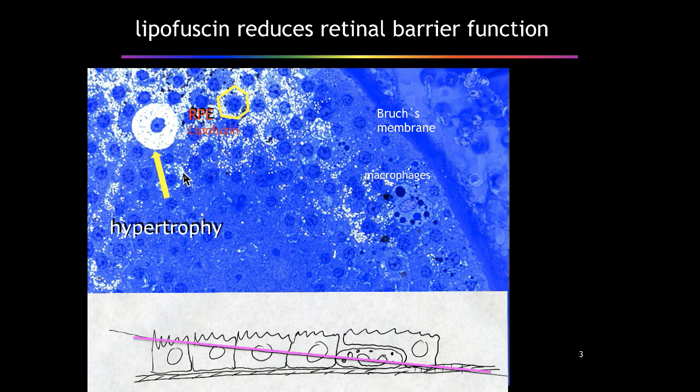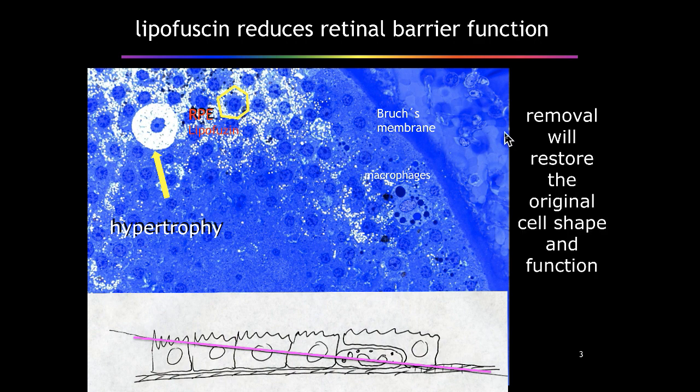And we have a hypertrophy of this RPE cell, and it is clear that such a cell cannot fulfill its normal barrier function because the tight junctions of such a cell cannot close tight and separate the subretinal space from the choroid. And it would be great if lipofuscin removal would restore the original cell shape and function.